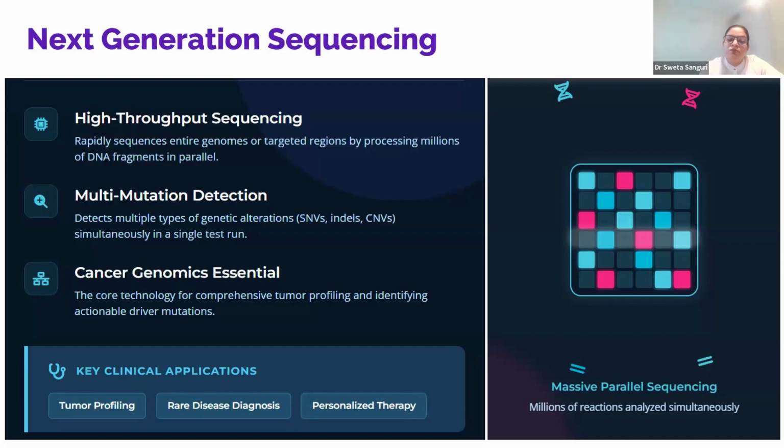It can play an important role in prenatal testing, also in pharmacogenomics, and in understanding inherited diseases in some families. So NGS is a powerful tool of our time. It can help us understand disease at a genetic level, and it enables more accurate diagnosis and more personalized treatment.